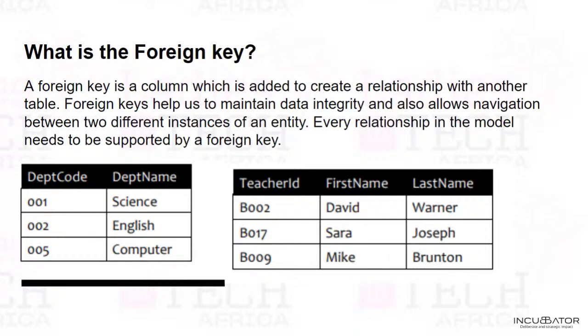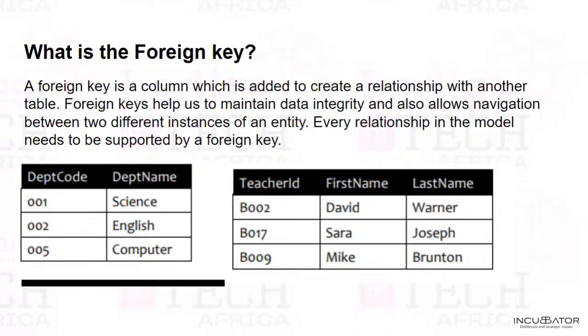Do you get? Now, the second table here is the student table. I'm sorry, the teacher's table. It's not student, it's the teacher. Because you can see that we have teacher's ID, first name, last name. So these are all the teachers in the school, like lecturers in the school. So you have their information, B002, B017, B009.